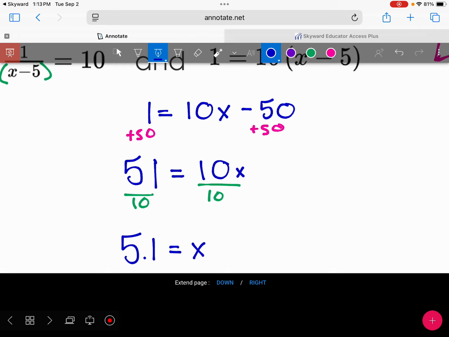The only time we're going to run into problems with that is, what is the one thing in all of math we don't divide by? 0. So the only time we're going to run into a problem is if that guy in the denominator equals 0. We don't have that, so it's not a problem.